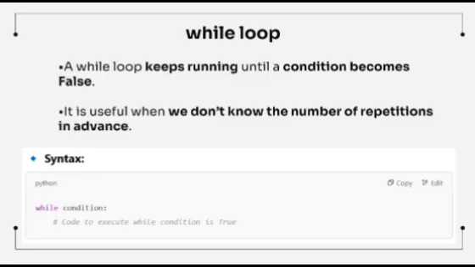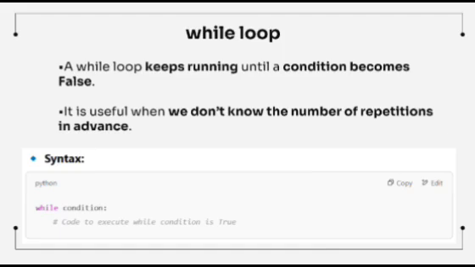Next, while loop. A while loop keeps running until the condition becomes false. It is useful when we don't know the number of repetitions in advance. So here, while condition, code to execute while condition is true, until a condition becomes false. While loop will continue until a condition becomes false. If the condition is t less than or equal to 2, then the code will run for 0, 1 and 2.